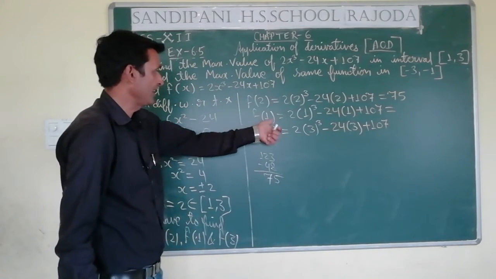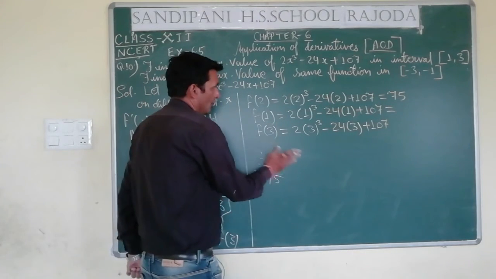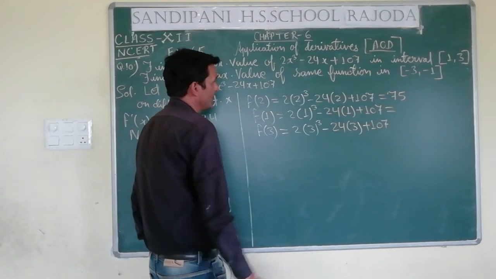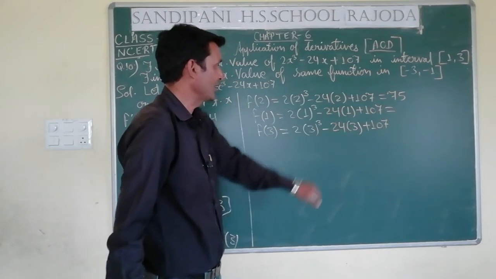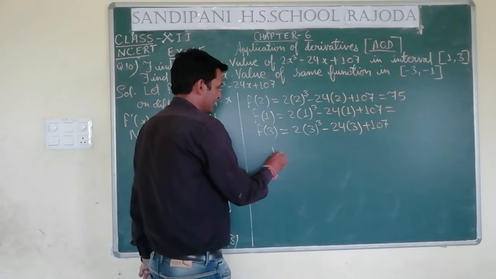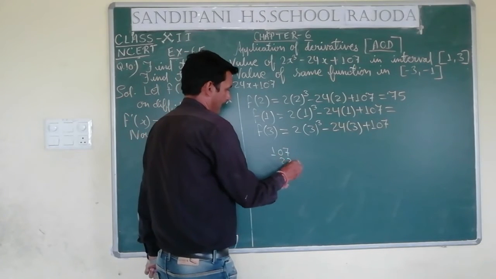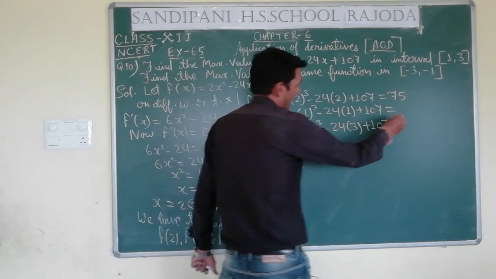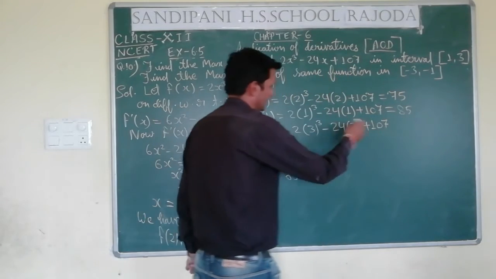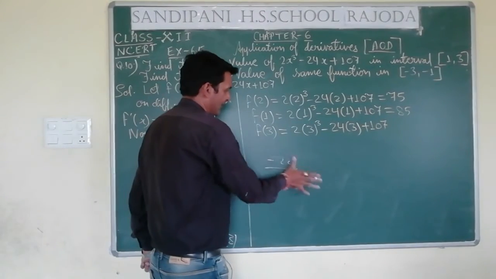Now let us find f(1). It is 2 × 1³. 2 × 1³ means 2 only. 2 minus 24, that is minus 22. 107 minus 22: 7 minus 2 is 5, 10 minus 2 is 8. It is 85.